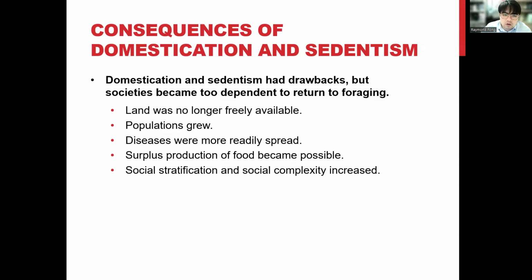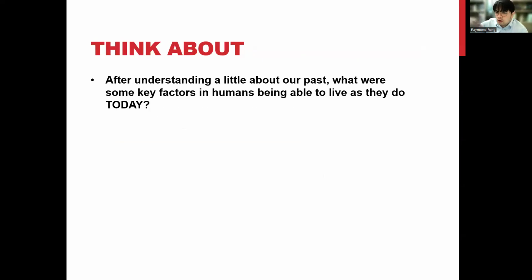Okay. So full circle, right? What are some key factors in human beings being able to live the way they do today? The key factors are human imagination and, in this particular lecture, domestication. Remember, imagination: first important point is culture comes from human imagination. And second point, without human imagination, we would all think the same.